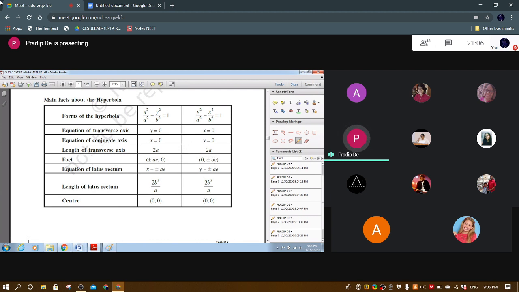Foci 0 comma plus minus ae, because now in this case the two foci lie along the y-axis. So 0 comma plus minus ae. Again, the distance between the center and focus remains ae. Equation of latus rectum in this case y equal to plus minus ae. Length of latus rectum 2b square by a, and center 0, 0.